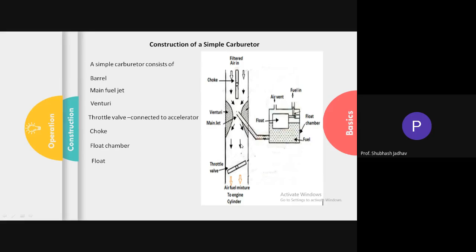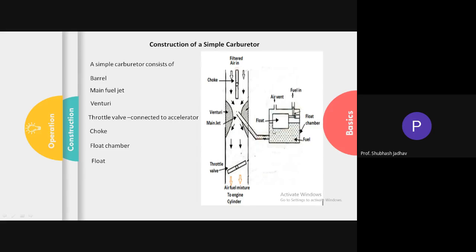Then we have a float chamber. The float chamber is the reservoir for the fuel in the carburetor. Then we have a float. The float is placed in the float chamber and floats on the fuel, which is the indicator of level. So when the level falls, it opens and allows more fuel. When the level reaches the required level, it closes the needle valve. That is, the needle valve goes in and stops the fuel coming in.